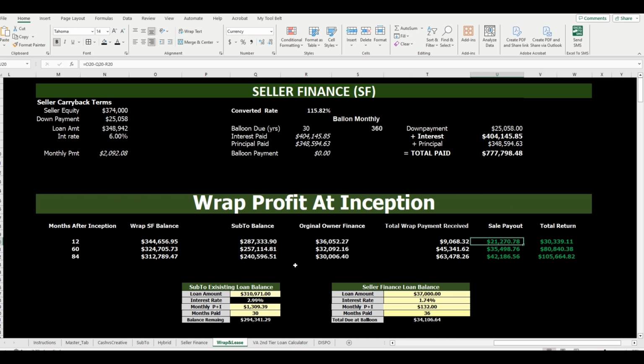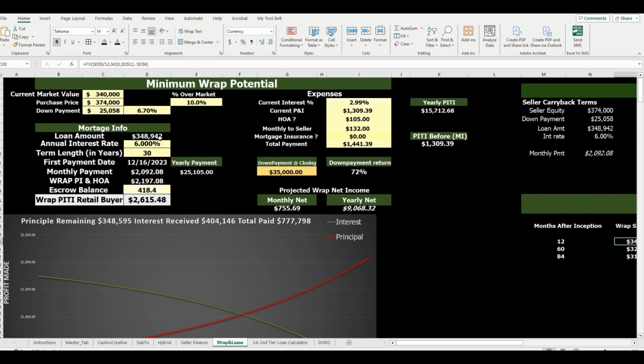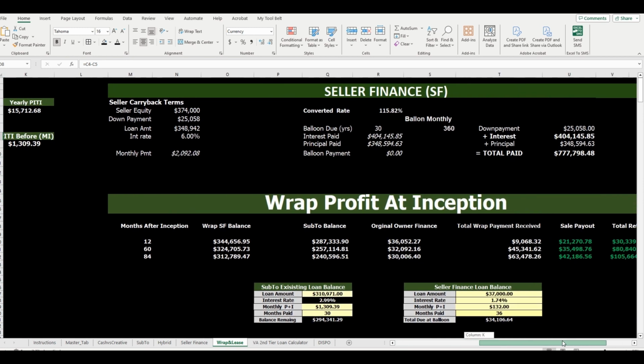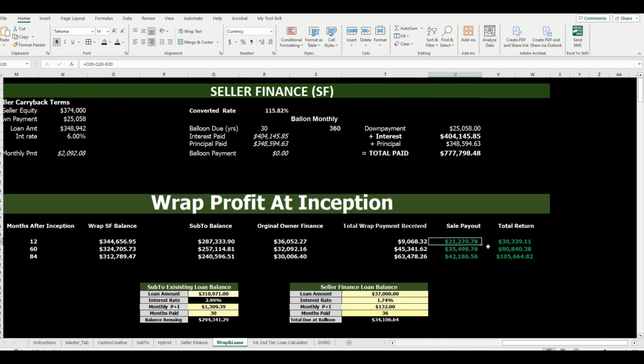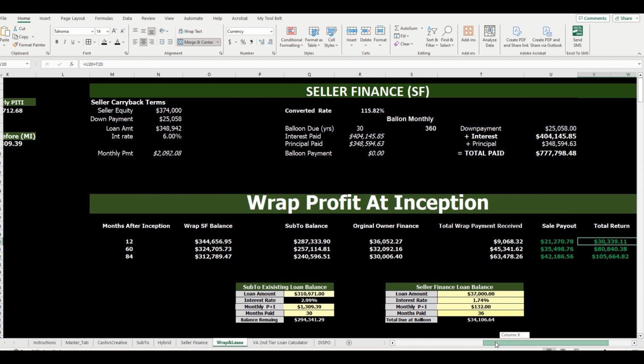Is the likelihood of that happening great? Probably not, but it could happen. Now, if my wrap seller finance amount was less than the total loan amount on here, then these two numbers here would be negative for the first 12 months, and they would show up as bright red.